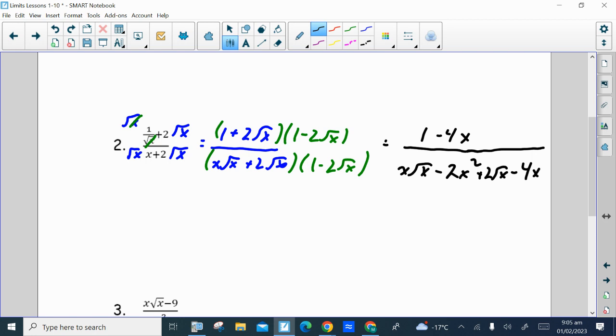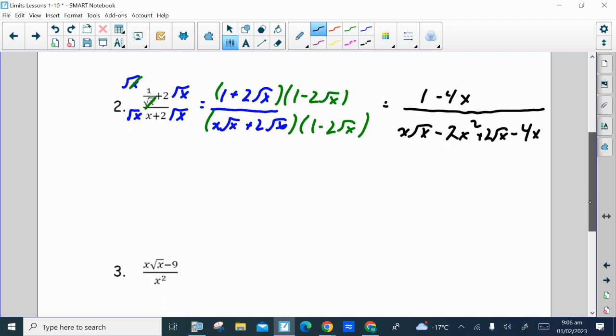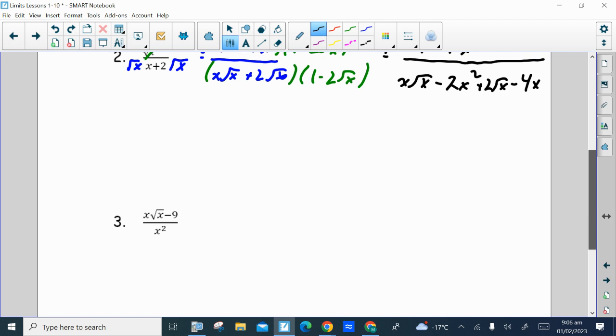Brighton, can you cancel the 4 x's? You cannot cancel the 4 x's because you cannot cancel part of a binomial or part of any polynomial. You have to be able to cancel the same factor in all terms. So you cannot cancel the 4 x's. There's our final simplified answer.